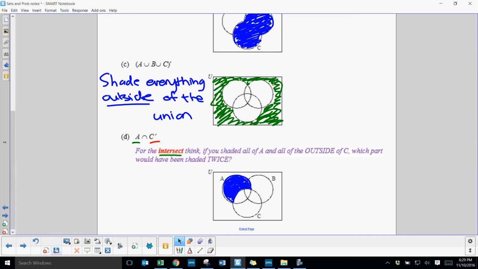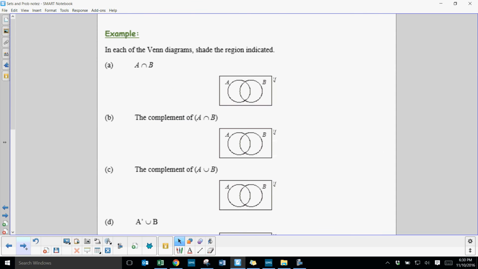And there's some more over the page. In each of the Venn diagrams, shade the region indicated. I haven't given you clues on this one though. So A intersect B. You probably realise already intuitively, it's just the part that's both A and B. So this little intersect here. And here I said it in words, the complement of A intersect B. In symbols, that would be A intersect B with brackets and a dash. You need the brackets, otherwise it's only B complement intersect A.